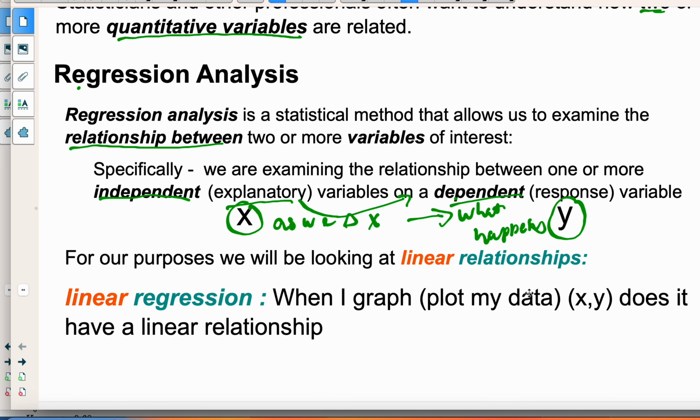Okay. And so in particular, there are all different kinds of relationships we can look at in statistics. We're in particular looking at linear relationships. So that means we're looking at linear regression, linear relationship. And so when I graph or plot my data, I have two quantitative variables, x's and y's. We just want to find out, does it have a linear relationship? That's all we're doing.